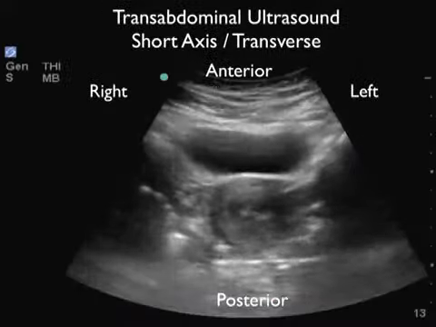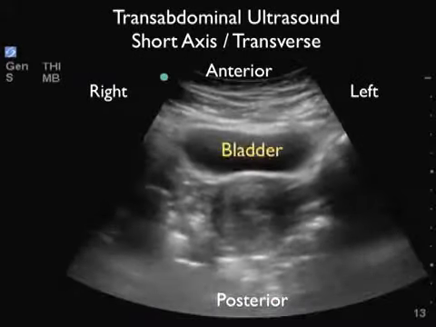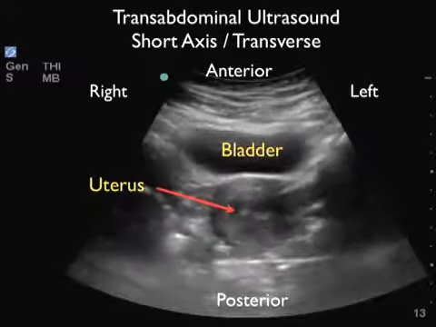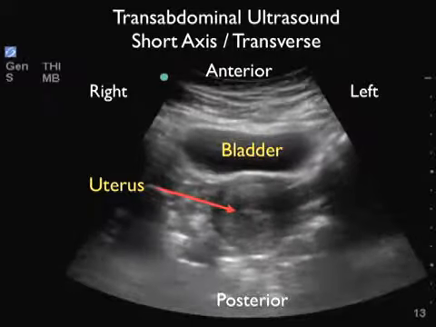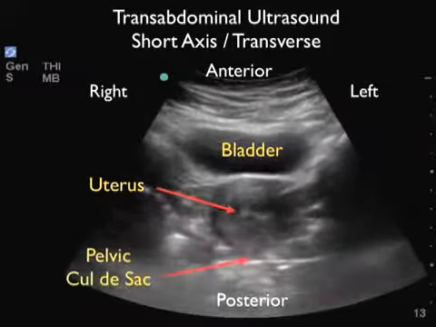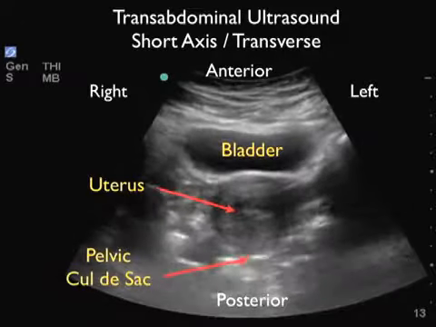Here's another video clip showing a short axis or transverse view through the female pelvis. This time the bladder is a bit more distended, giving a better acoustic window onto the uterus. Again, the probe marker is over towards the patient's right side, so we see the right side of the uterus over towards the left of the ultrasound screen.